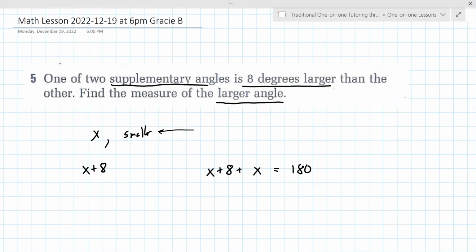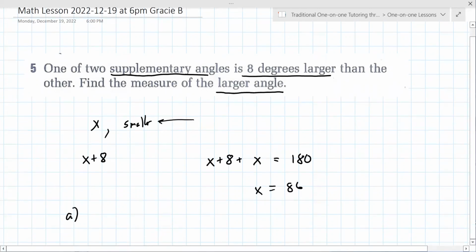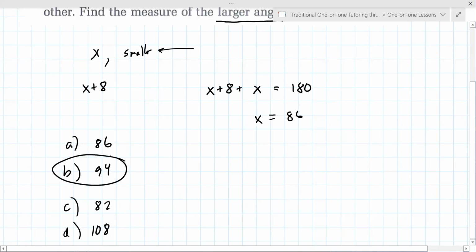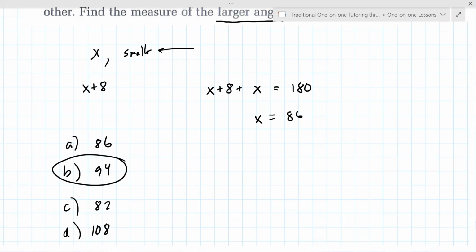Could you solve that for X for us? Yes. 86. Okay, so X is 86. So for me, if this were a multiple choice, I would put 86, 94, and then something else, 82 and 108 or something like that. But the larger angle is the one that we're interested in.